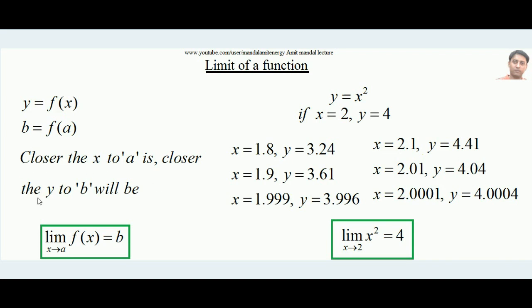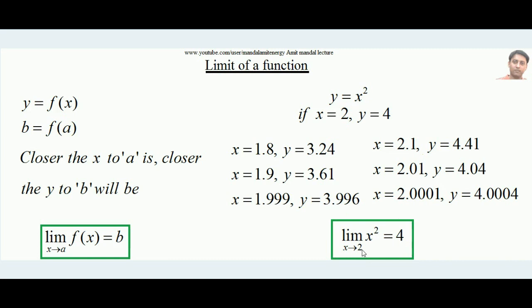This is what the statement is saying: in case y equals f(x), and in place of x I keep a and get the answer b, then the closer the value of x toward a is, the closer the value of y toward b will be. So we can write it in this fashion: limit x tends to 2, x square equals 4. This is another way to write that concept. It means that when x is approaching 2 for this function, then y is approaching 4 for the same function.